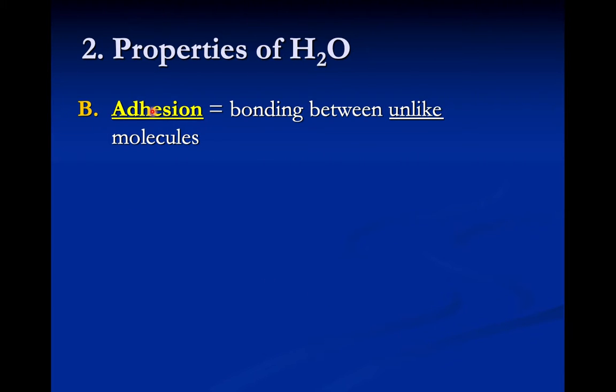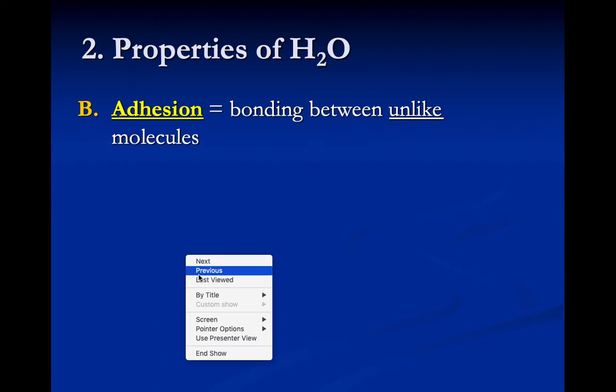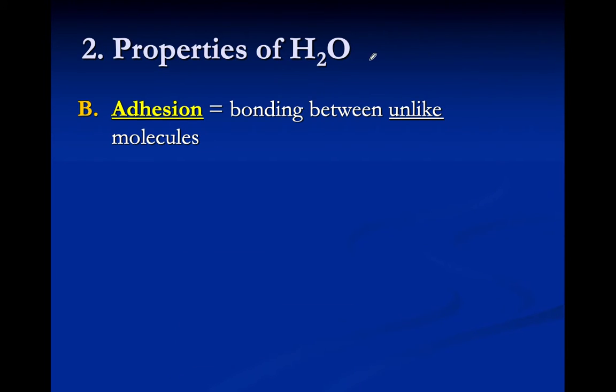Now, as I talked about adhesion, think about an adversary. It's someone who's different from you. So ad refers to differences, and adhesion is bonding between unlike molecules. If cohesion was between water and another water, I'll draw a little hydrogen bond. I have my oxygen, I have my hydrogen. So this is cohesion that I'm drawing up here.